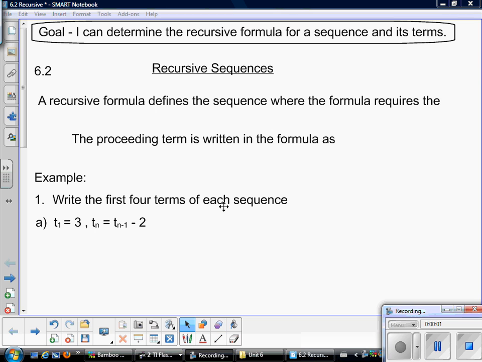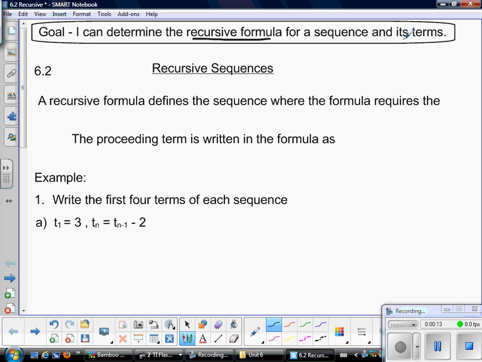Okay, so the next section here, 6.2, we call it recursive sequences. Our goal today is: I can determine the recursive formula for a sequence and its terms. Again, if they've given me the formula, it's much easier to find the terms. Going the other way, I have to do a little bit more work.